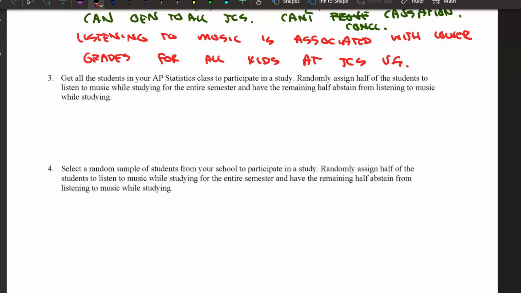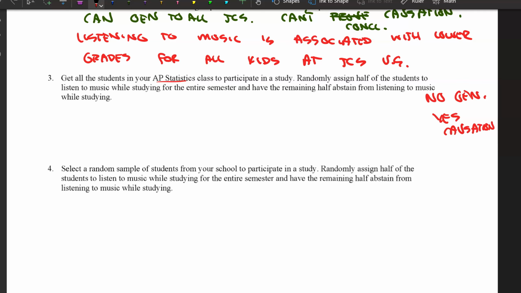Okay. Number 3, get all students in the STAT class to participate in a study, randomly assign half to the music and half to no music, and then look at their grades at the end. So now I'm doing an experiment, but I'm not randomly sampling. I'm just taking kids in my STAT class. So no generalization, yes causation.